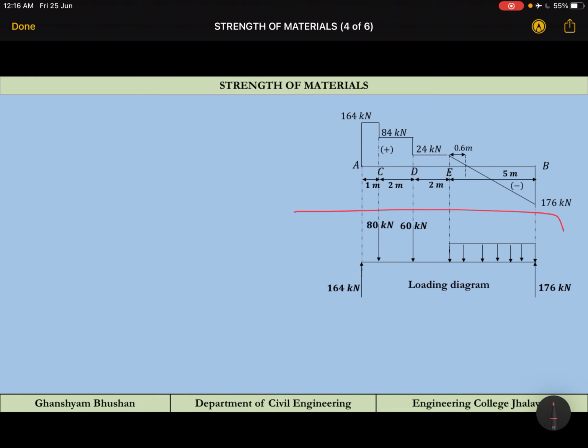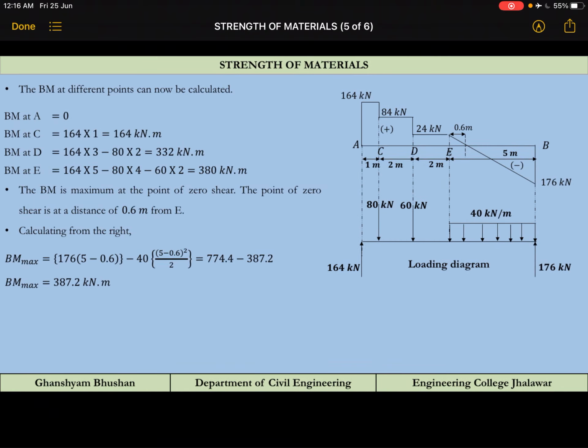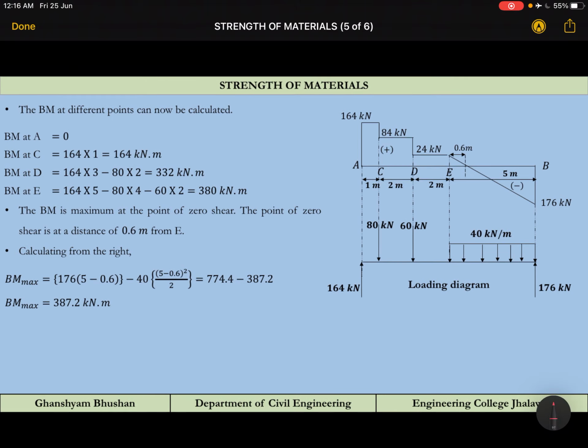You can see this kind of loading is provided to you. This is 40 kilonewton per meter. Now if we have the loading diagram, we can directly calculate the bending moment diagram. For the bending moment diagram, you have to check the key points. So at key points we have to check the value of bending moment.